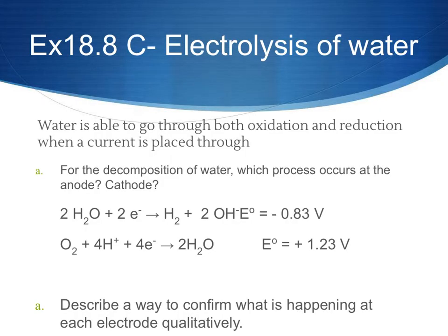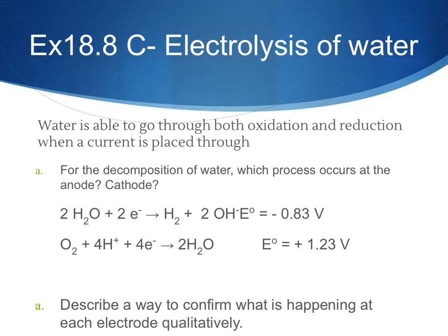For this reaction with water, we get the question, for the decomposition of water, which process occurs at the anode and cathode when we put a current through water? Now, it's tempting here again to make a galvanic cell, reverse the top reaction, and add them together to get a positive voltage, but that's not how it works. Something else that happens with electrolysis is when you put an electric current through a solution, your balanced equation needs to match the chemicals that are in the solution.